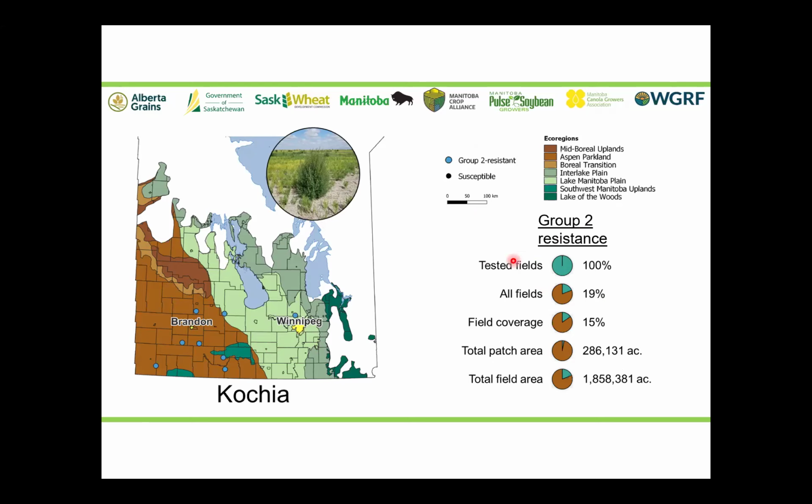Of the tested fields, we found it was 100% resistant, but extrapolating that to all fields in Manitoba, it was only 19%. But again, those numbers are... We prefer to do things like kochia and Russian thistle with a later season survey when more seed is viable. We're not surprised that we did find group 2 resistant, because kochia has been group 2 resistant across the province for a very long time.